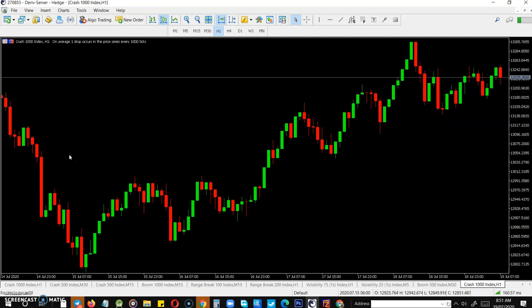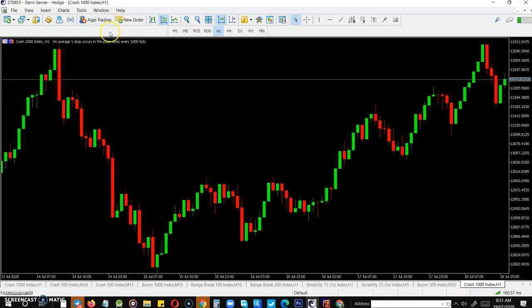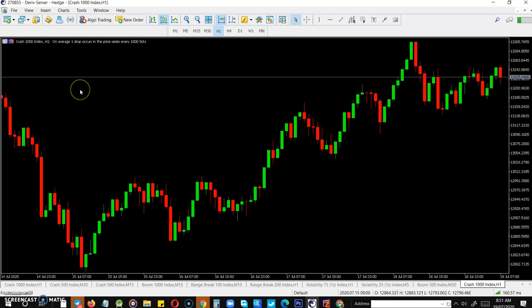So how do you identify market trend? Market trend comes in the form of support and resistance. The market respects support and resistance. These are candlesticks, and what we have here is a 1 hour time frame. You can change it to whatever time frame you want to trade. We have 5 minutes, 15 minutes, 30 minutes, 1 hour, 4 hours, 1 day, 1 week, 1 month.